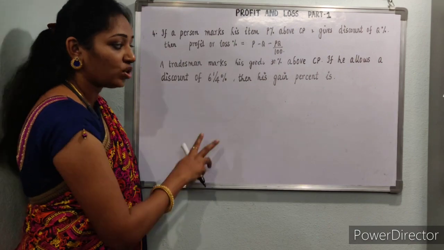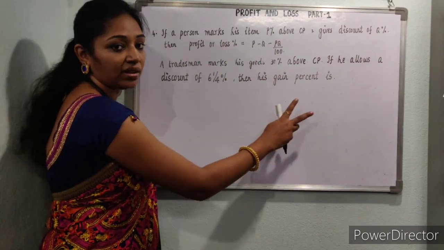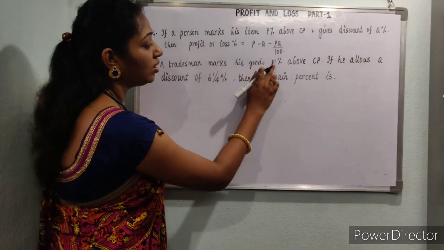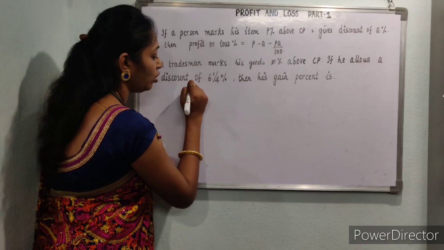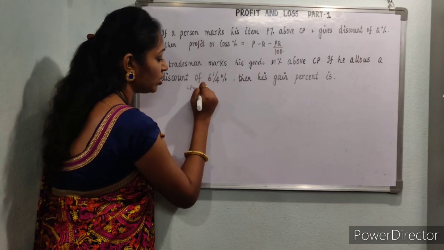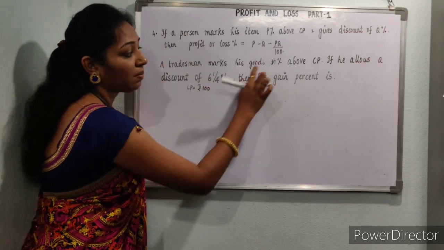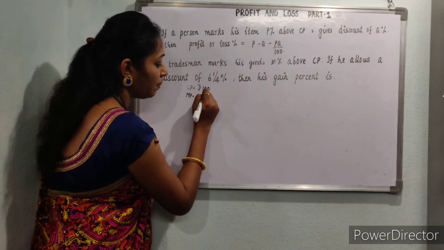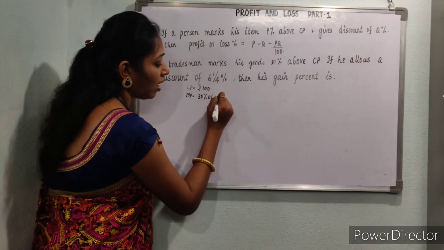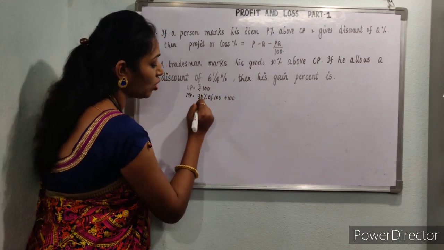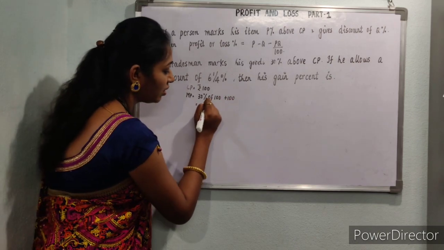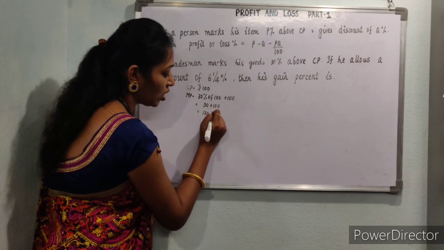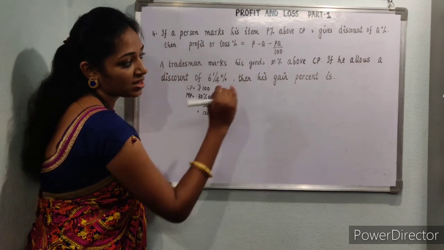So I'll show you the difference between the normal procedure and using the shortcut. The example they have given: the tradesman marks his goods 30% above cost price. We don't know the cost price, so we'll take the cost price as rupees 100. He marks it 30% above, so the marked price is 30% of 100 plus 100, which is the cost price. So 30% of 100 is 30 rupees, plus 100, which is 130 rupees. So the marked price is 130 rupees. Now see the second part.